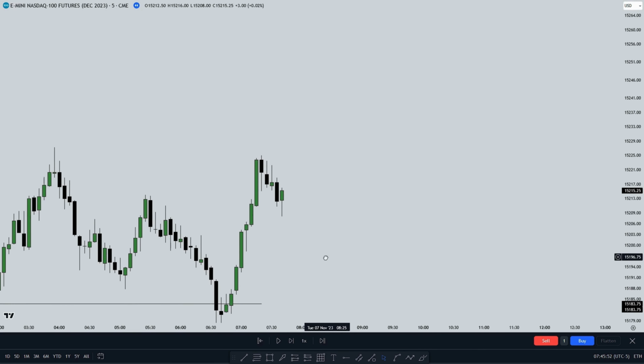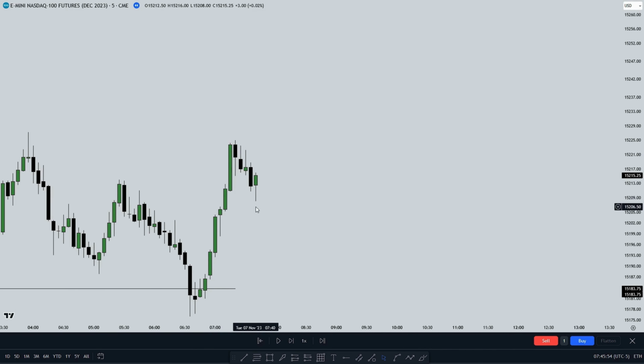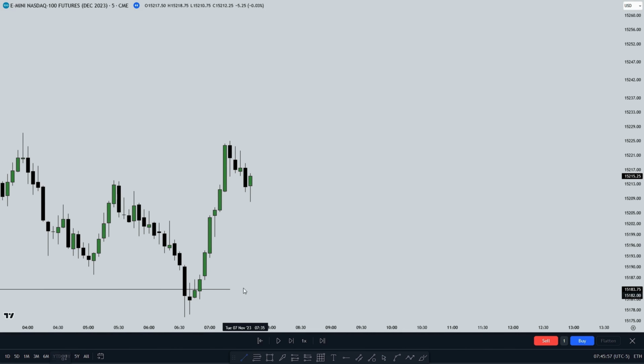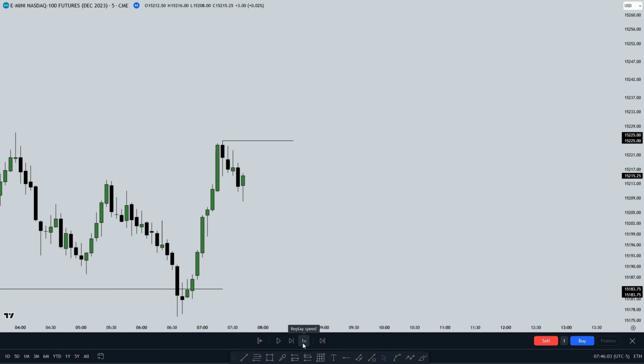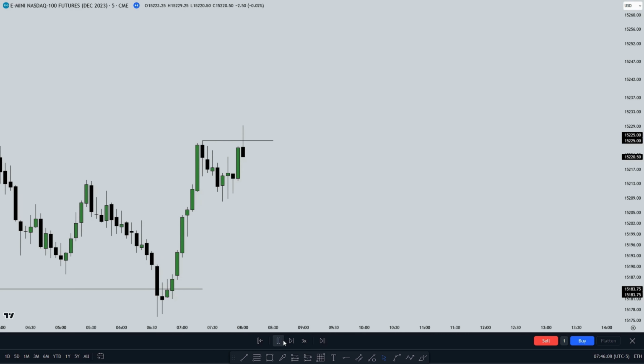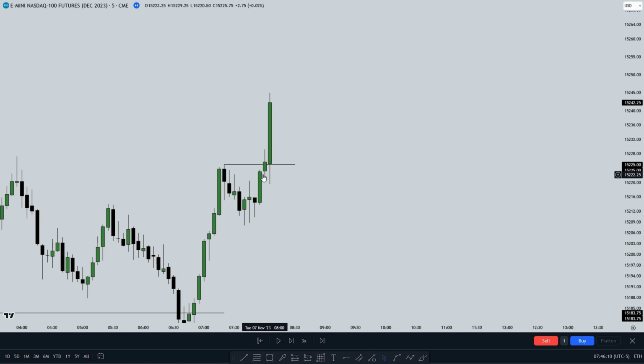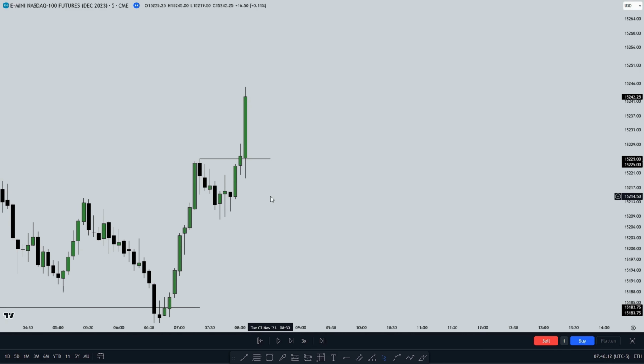So right here we make a failure swing low. So now I want to see price moving above this high to make a shift in market structure. And right here we close above this high. And as you see, we want to use the last up close candle before the failure swing lows.